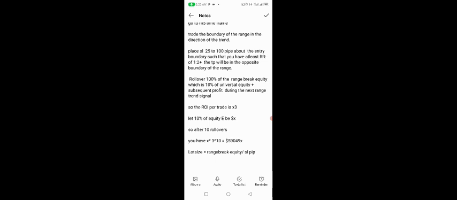Let's look at the chart and see how this thing makes sense, how it is realistic. This is a range break index. We have to go to H4 to get the direction of the asset.